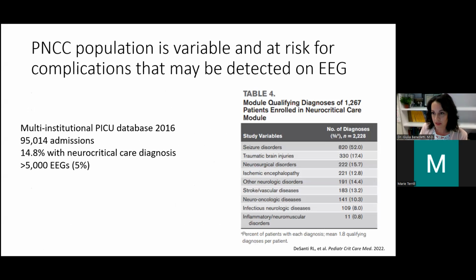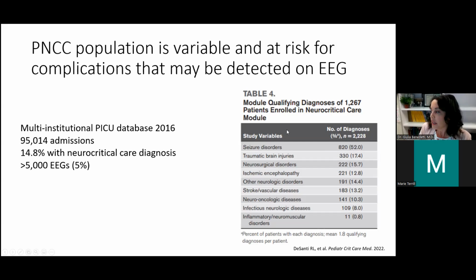So to frame the talk, I thought it'd be helpful to talk about what our pediatric neurocritical care population is. This is a study that came out just this year from a multi-center database of PICU admissions looking at their neurologic diagnoses. It's just 1 year of data from 2016, almost 100,000 admissions, about 15% had a neurocritical care diagnosis, and there were well over 5,000 EEGs that were run.